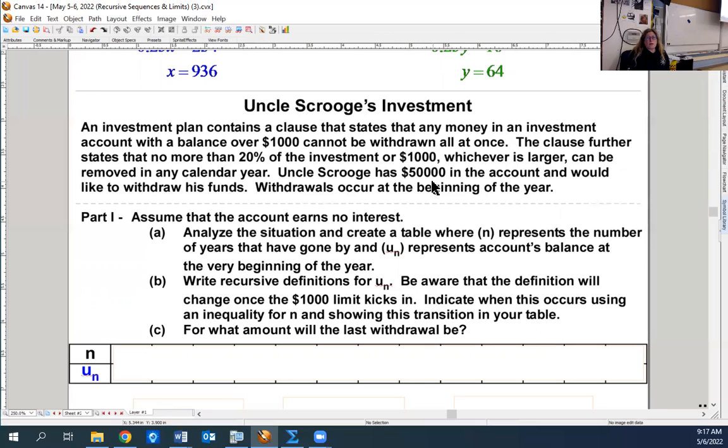20%. So first thing we want to find out is, 20% of what number is 1,000? Where's the break even? 20% of what is 1,000? Because I want to know my threshold for when I'm going to have to start doing 1,000 instead of the 20%. 20% of what is 1,000?